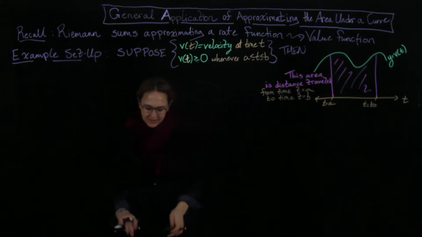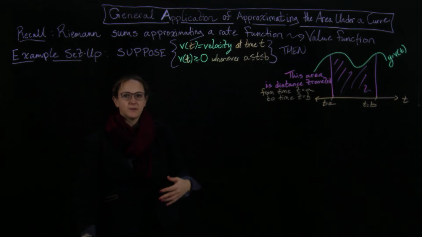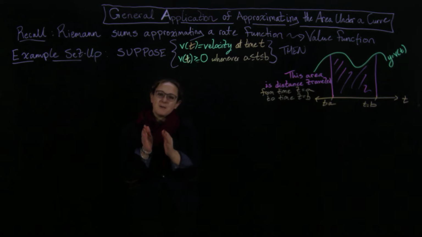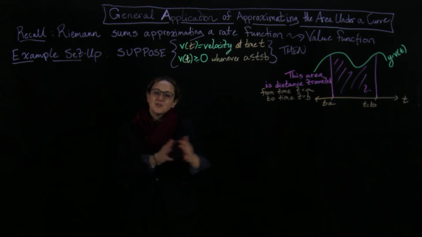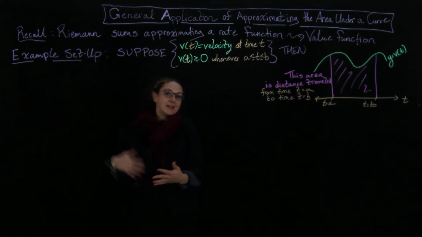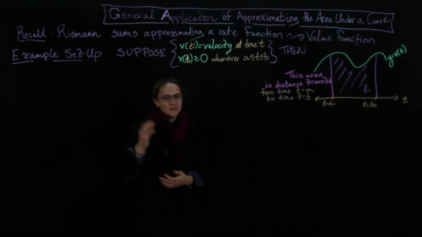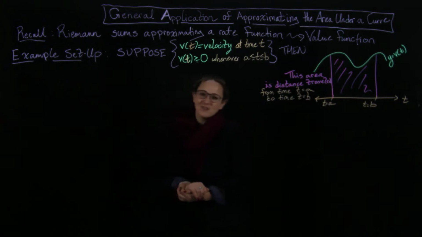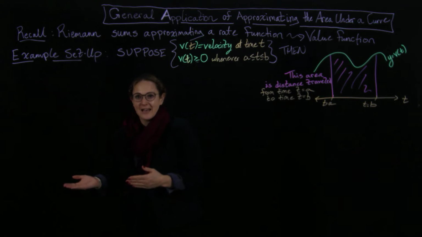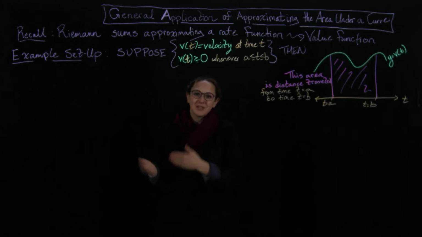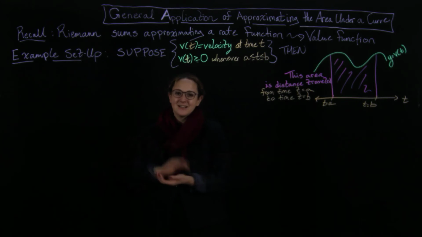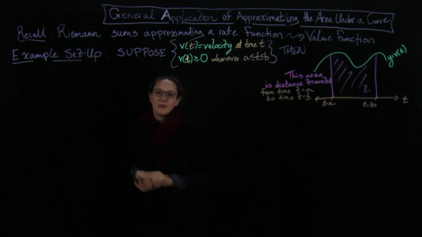So this is the setup if we're moving from having a rate function to a value function. And this process is actually what Riemann sums are going to approximate. A very typical example of a rate function that we deal with in our daily lives is velocity. So we're going to look at how we can approximate this process of going from a rate function to a value function like distance using the same ideas that show up in Riemann sums.